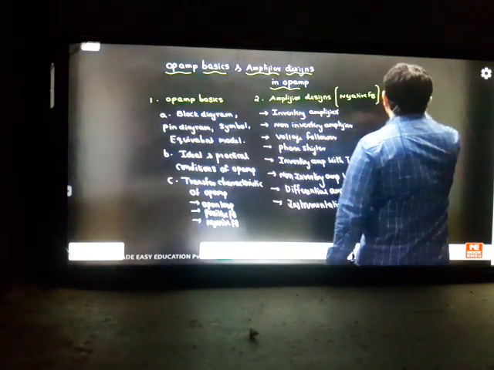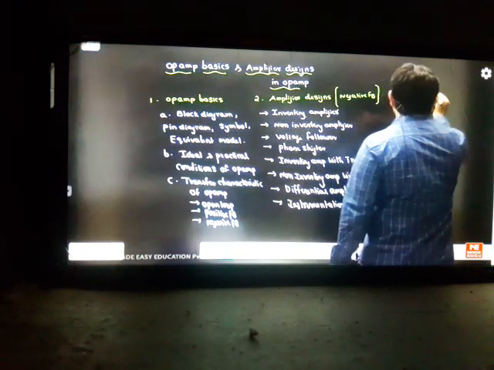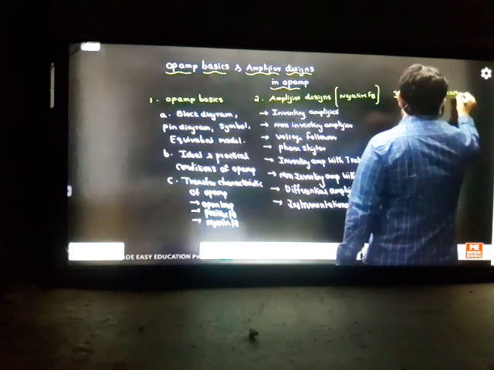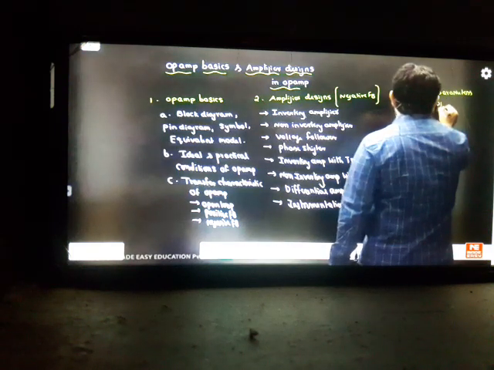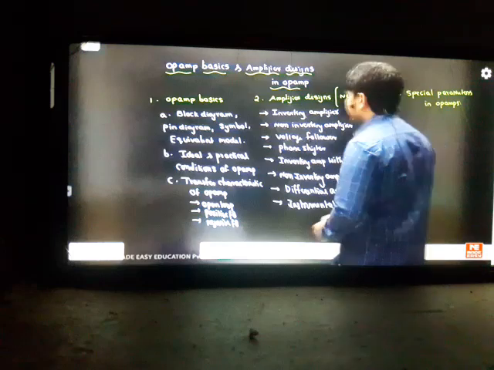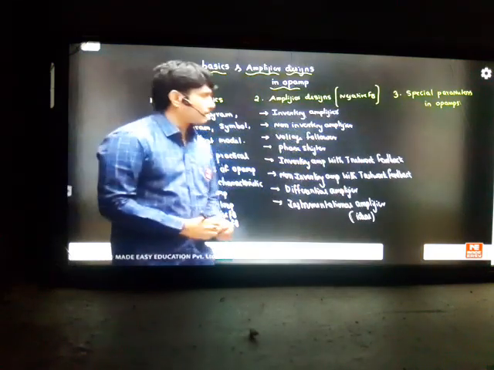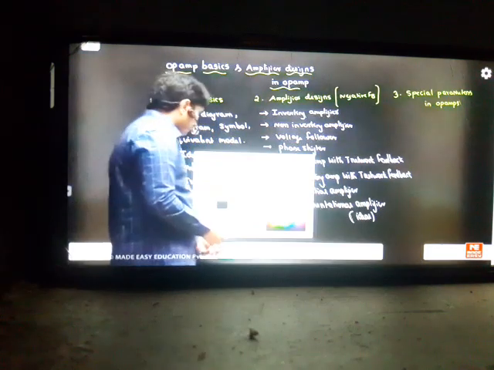Topic number 3, special parameters. Special parameters in op-amps. A very important topic. Special parameters in op-amps. In your exams, they will ask this type of questions also. So what are the special parameters we're going to cover in the class?